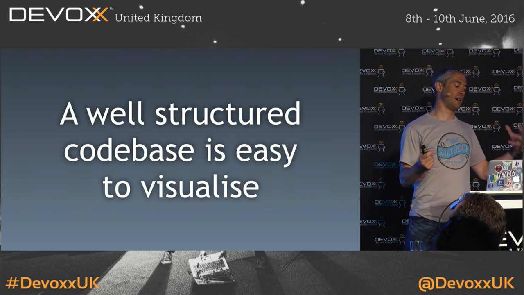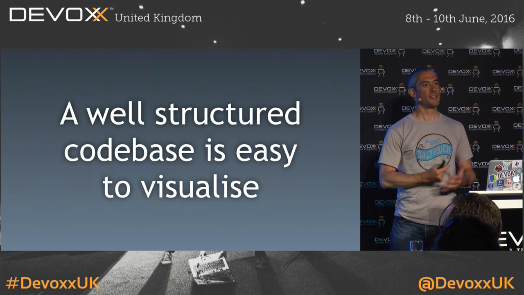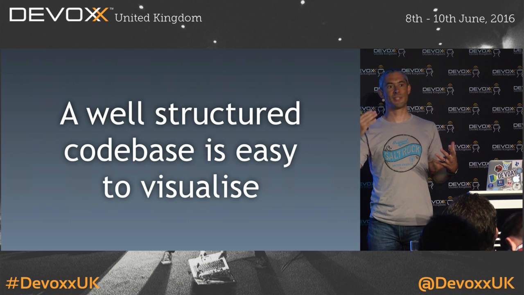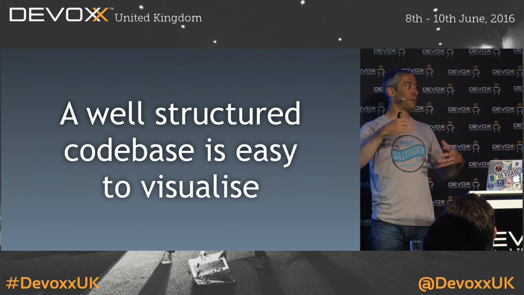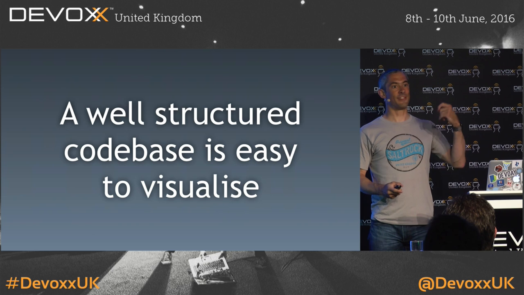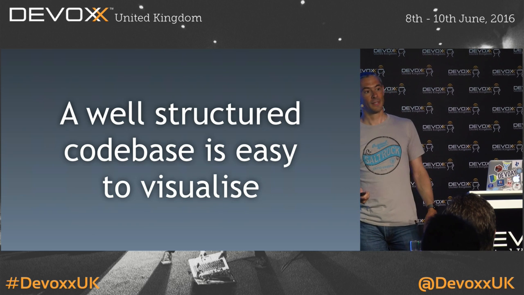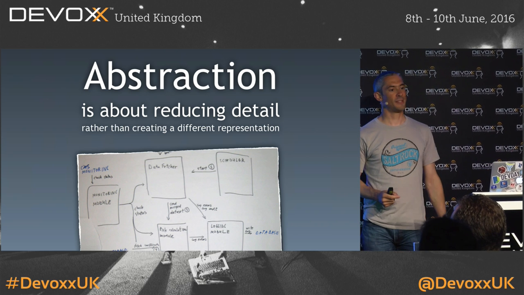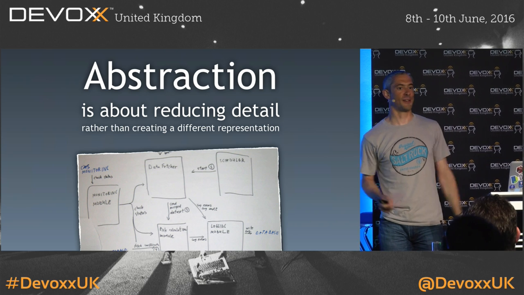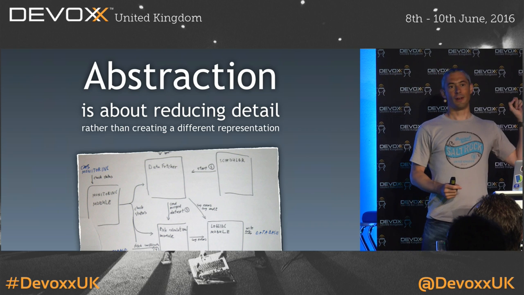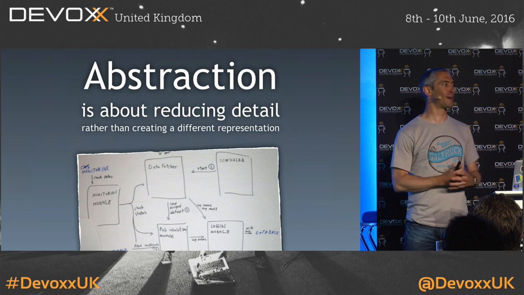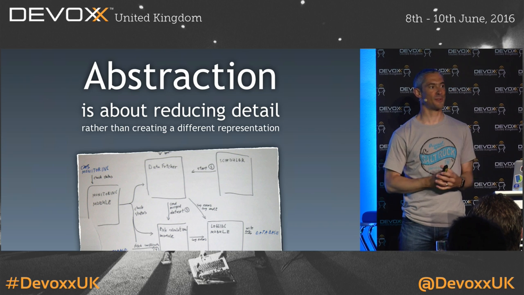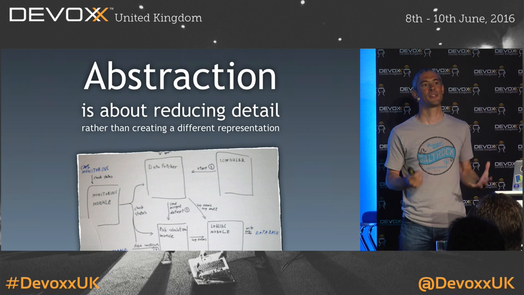And really, the whole premise here is that a well-structured code base is easy to visualize. I'm a big fan of visualization of architecture as a way to help teams think about their software and really understand what their software is all about. And if you have a nice, clean code base, it's really easy to do. If you give me your code base and say, Simon, we'd like you to draw us a picture of this code base, and let's say it's 100,000 Java classes, over a million lines of code, I'm not going to draw you a single UML class diagram that shows the entire system. 100,000 boxes, 100,000 classes, because that's just too much detail.